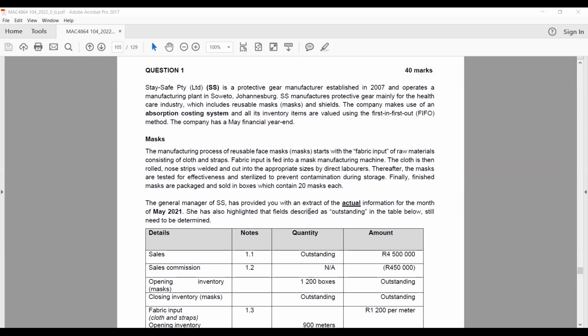So in this video, we're covering MAC4862 Test 3 2021. I'm just going to start reading the scenario and then we will answer the question as we go along.